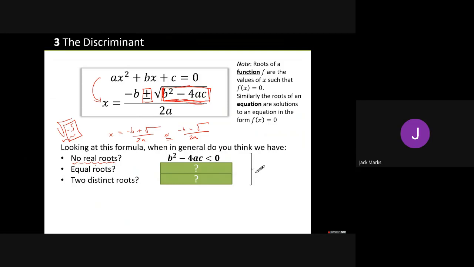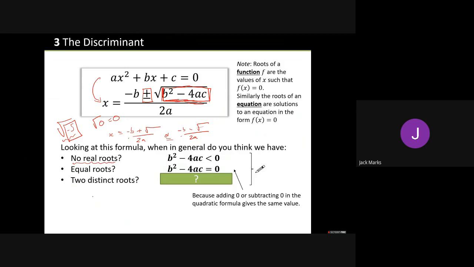Well, when will you get equal roots? When will the numbers be the same? Think about this again here. Well, if we had the square root of 0, that would be 0, wouldn't it? So we'd be adding and taking away the same number. In other words, when b squared minus 4ac is equal to 0, you get the same answer for the plus and the minus. You get one distinct solution, or equal roots, it's sometimes called.